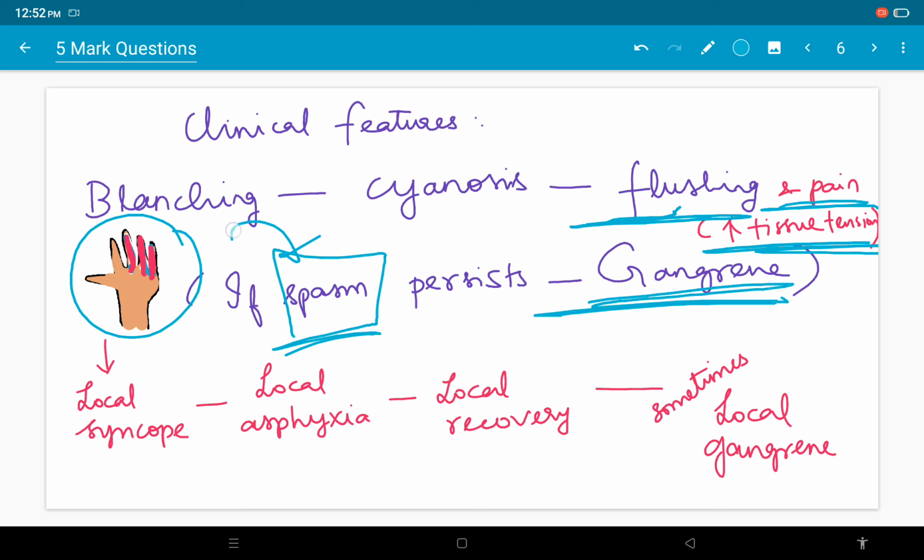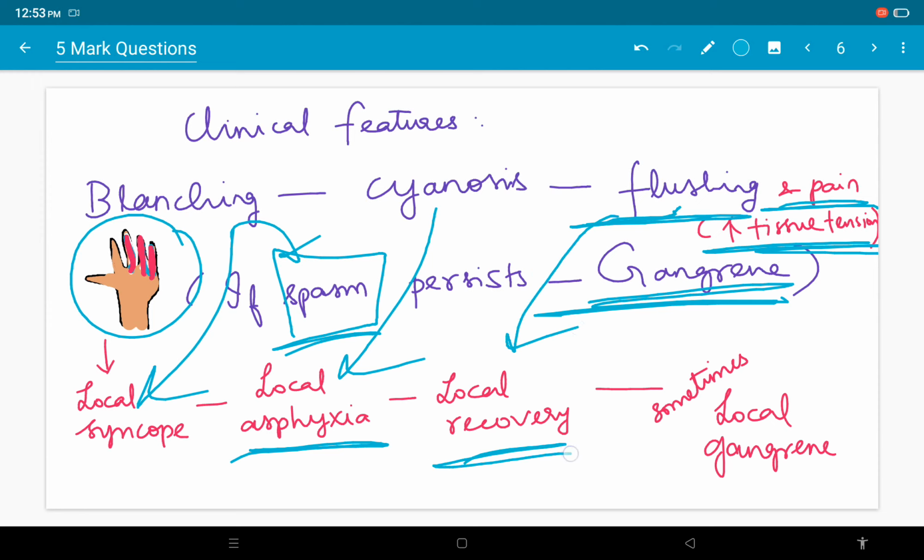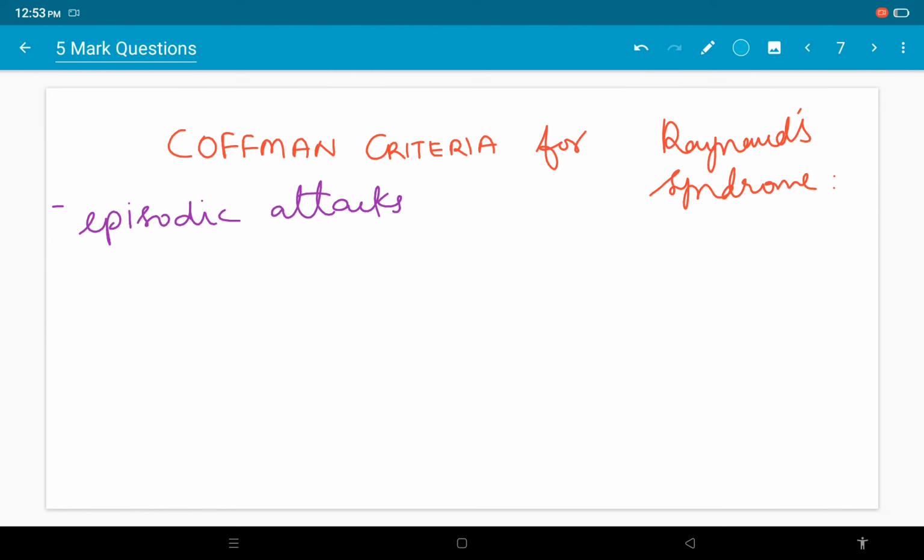Blanching is because of local syncope. Cyanosis is because of local asphyxia, or accumulation of impure, deoxygenated blood, and flushing is due to local recovery because of the spasm being reversed. If it is not reversed, it may cause local gangrene. So these are the clinical features simplified for you.